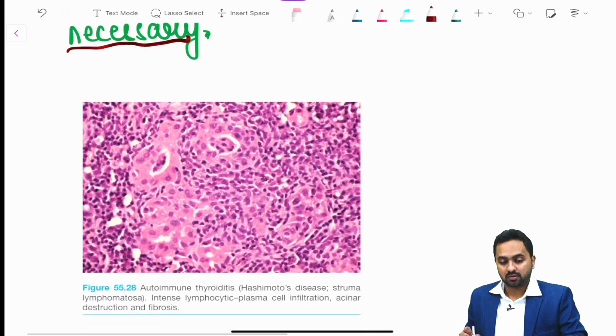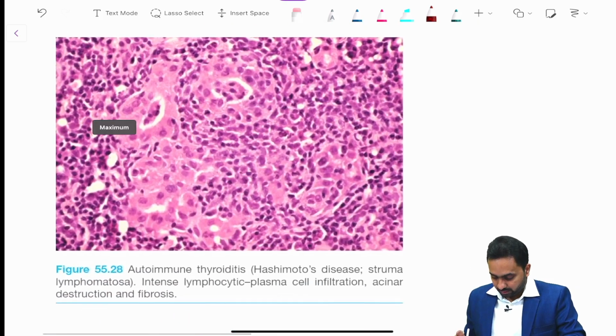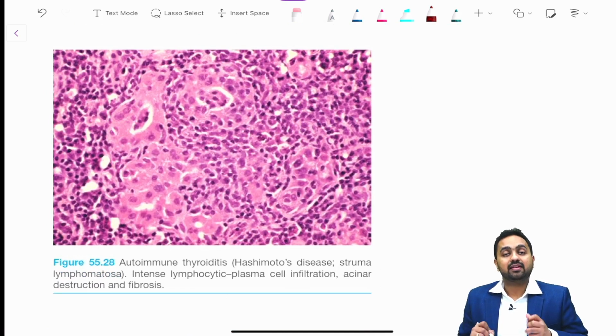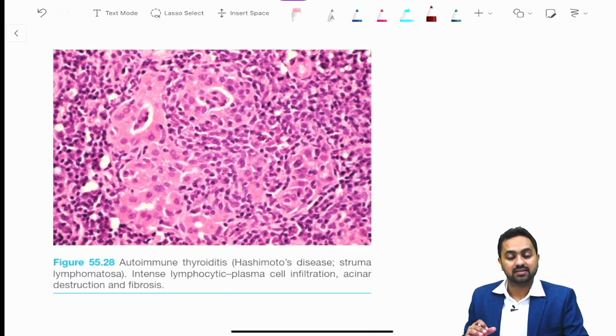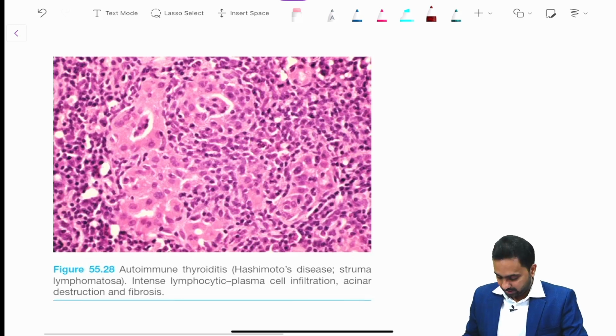Now, this is a histopathological image of autoimmune thyroiditis, where you can see that there is intense lymphocytic plasma cell infiltration as well as acinar destruction and fibrosis.